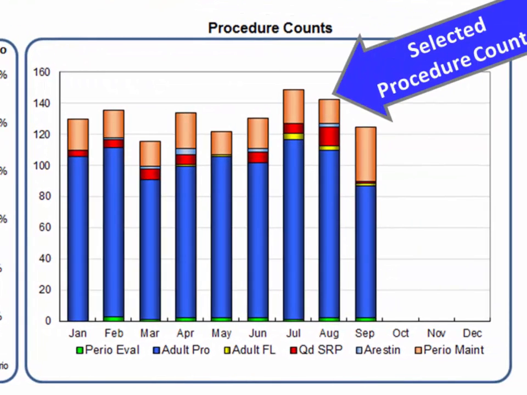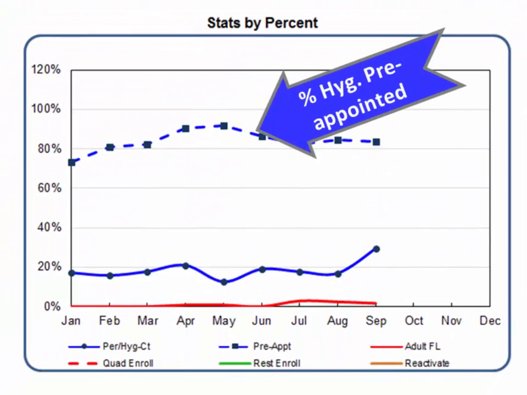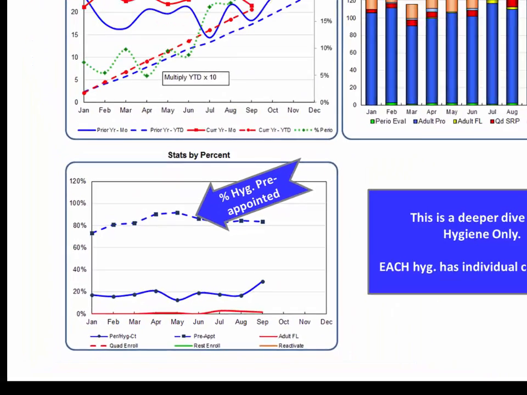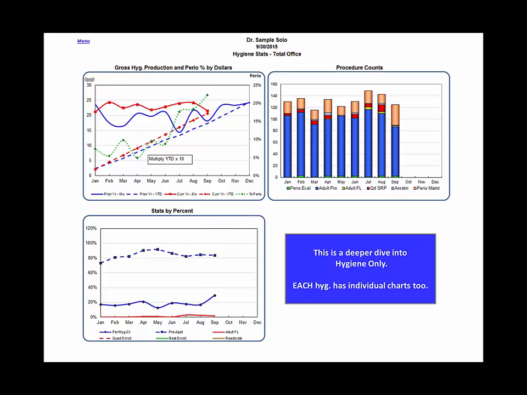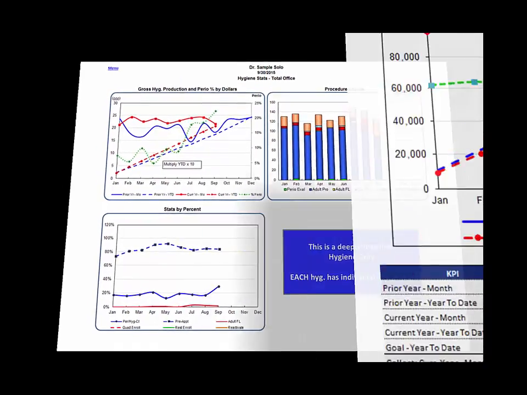Then we have selected procedure counts, Arestin, quads of scaling and root planing, adult prophies, etc. Down lower left is a fascinating stat. That is, what percent of your hygiene patients get pre-appointed? So again, each hygienist, up to 16 per practice, have this data.